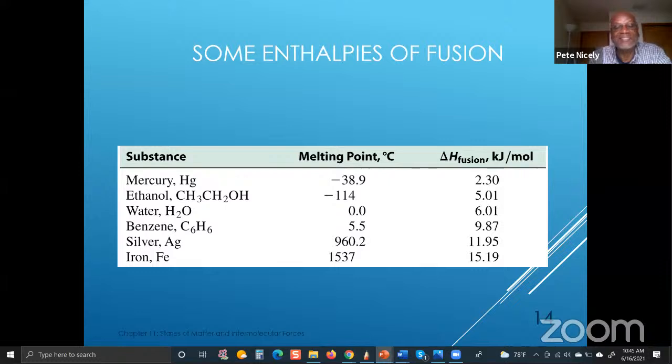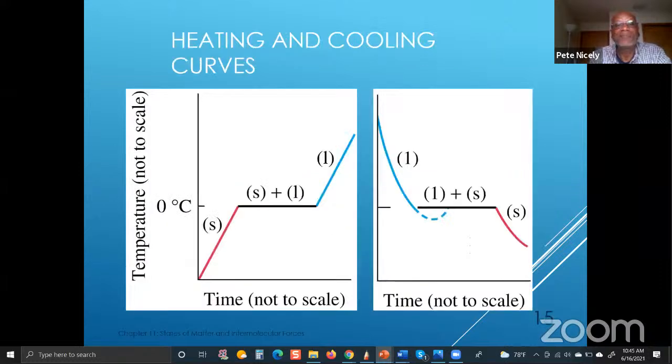So as I said before, that's a list. I went through that before. Okay, so let's talk about heating and cooling curves. This is basically a plot of the transformation that takes place for a substance as you increase the temperature from the solid state up until the gaseous state.